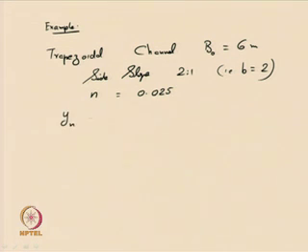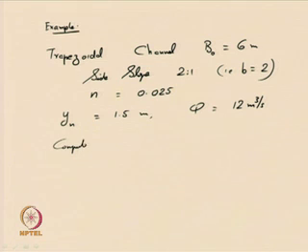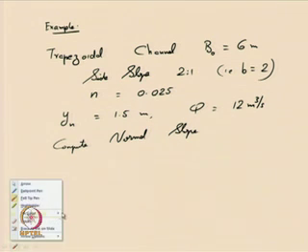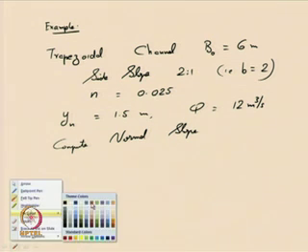If the normal depth of flow is 1.5 meter and it has a discharge Q equal to 12 meter cube per second, and such data is given, compute the normal slope. So, how will you do that? How will you compute the normal slope?